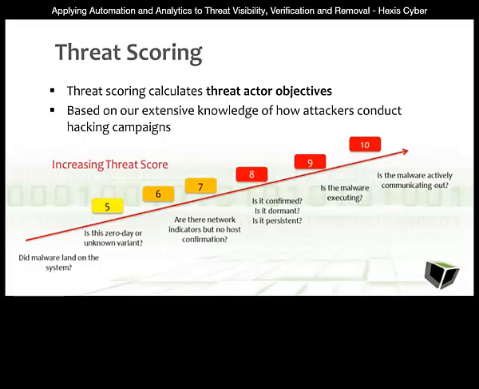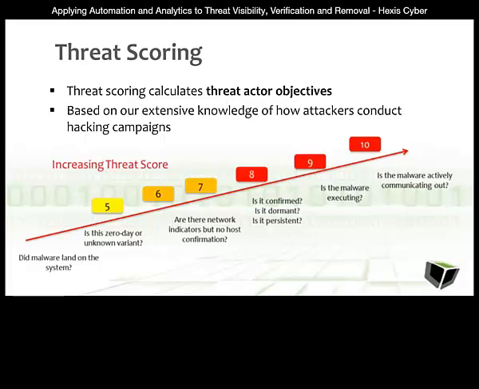So number one, through our file create and our process detection, we can see if anything landed or starts to execute on the endpoint. We will look to see if that's a 0-day or unknown variant using our host heuristics. We will look to see if our network sensor has found network indicators and it's coming from something non-confirmed on the endpoint. As we confirm it through our cloud malware verification service, through our threat feed, through third-party ecosystem, that raises the threat score to an 8.